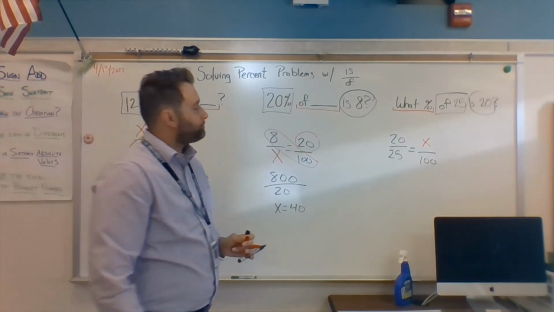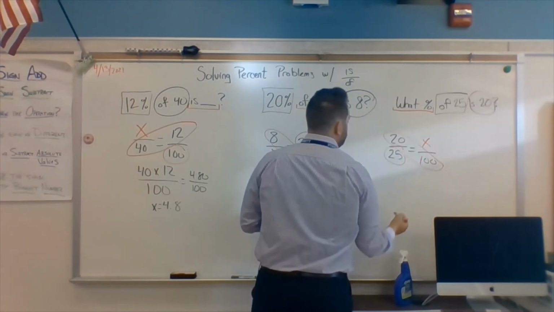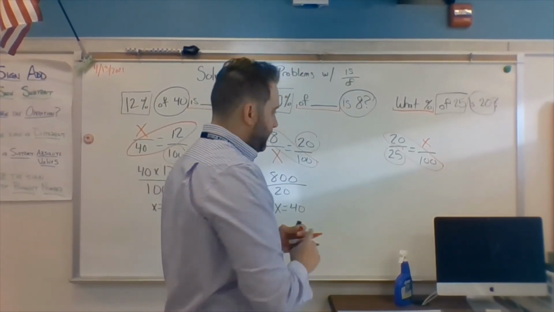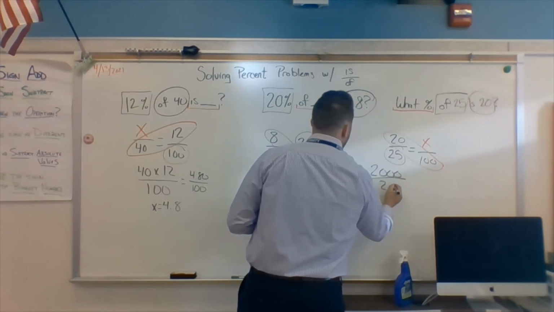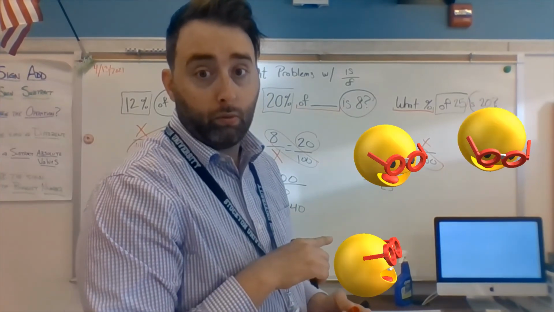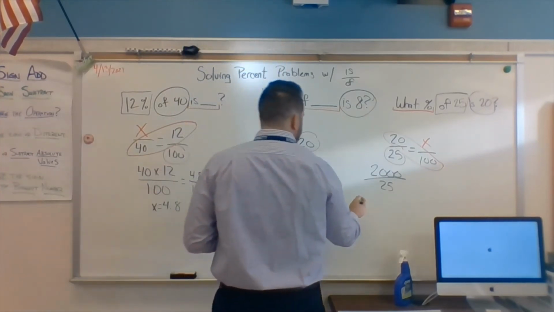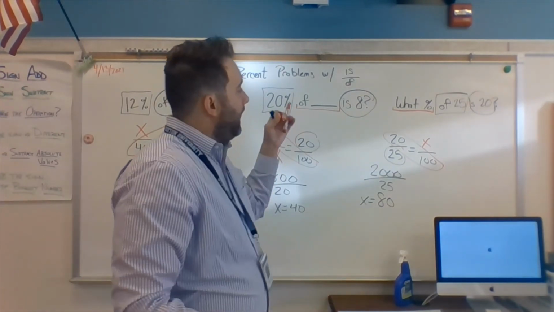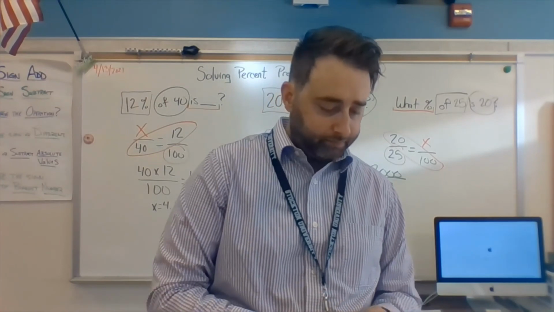Now on to our last one. I'm going to cross multiply and divide. 20 times 100, I believe, is 2,000. Correct? Yes, 2,000. 2,000 divided by 25. That was weird. Is 80. So x equals 80 in this circumstance. X equals 80. So 80% of 25 is 20. That's what these are all saying.